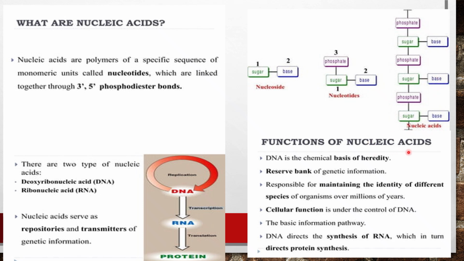So what are the functions of nucleic acid? The DNA is the chemical basis of heredity. It is a reserve bank of genetic information responsible for maintaining the identity of different species of organisms over millions of years. Cellular function is under the control of DNA, and it is the basic information pathway. DNA directs the synthesis of RNA, which in turn directs protein synthesis, and proteins are involved in every vital act of life.